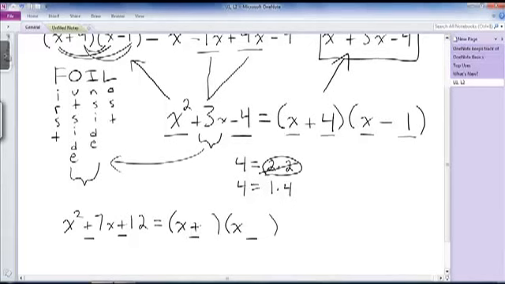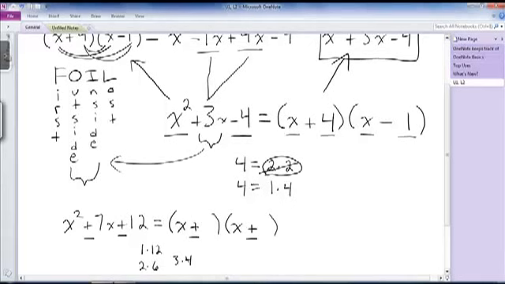That tells me these are both plus, because they have to add up to a positive number, and they have to be the same, so they must both be positive. So now all that's left to do is figure out what factors of 12 also add to 7. Well, think about your numbers that will multiply to make 12. You got 1 times 12, you got 2 times 6, and you got 3 times 4.